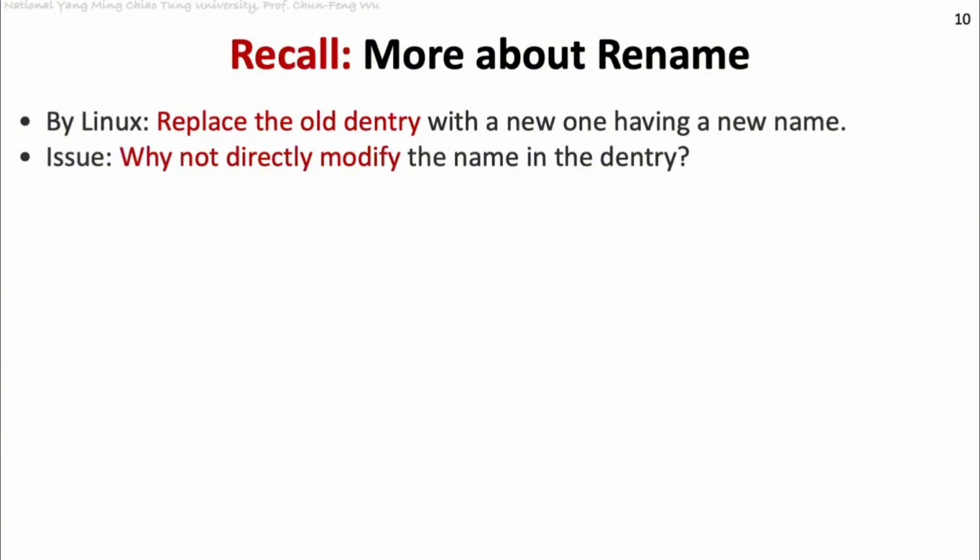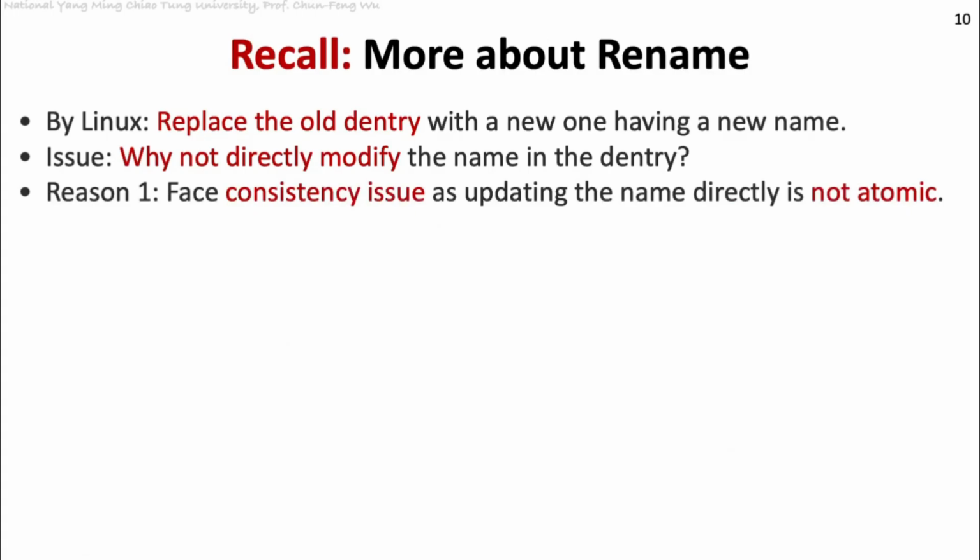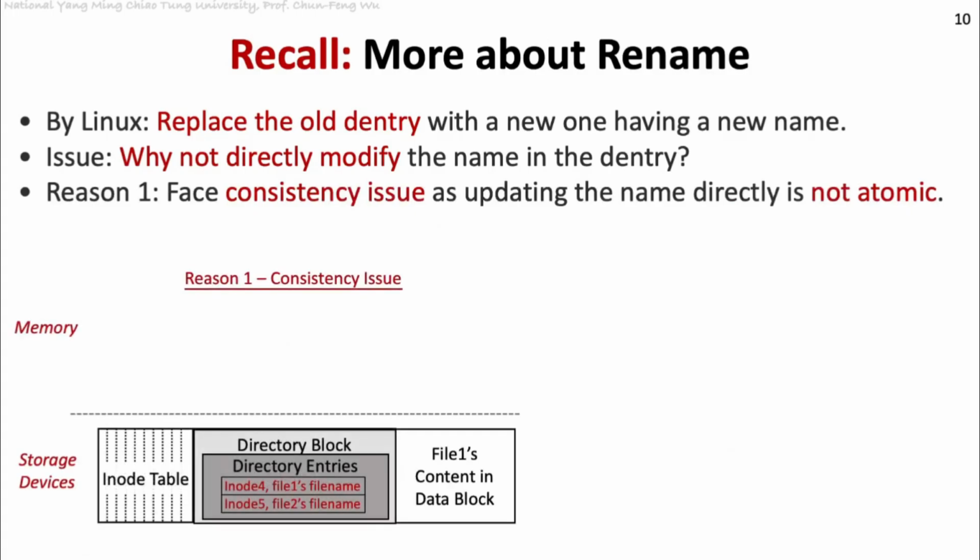The issue is quite intuitive: why not directly modify the name in the entry, right? Why not just directly modify it? There are two reasons here, but today I'll only focus on the first reason, the consistency issue. And the reason is quite simple: if we directly modify the name in the entry, this is not atomic.